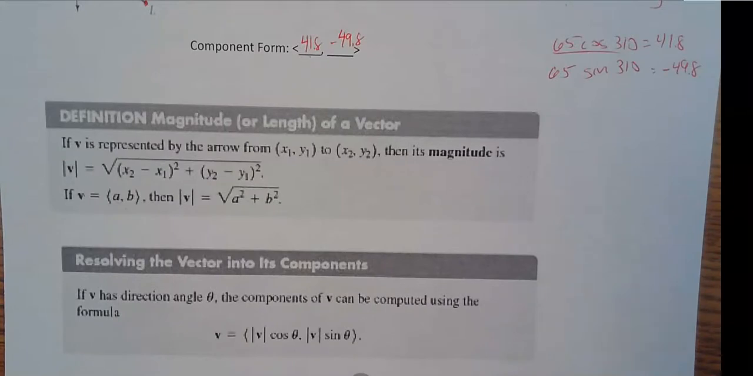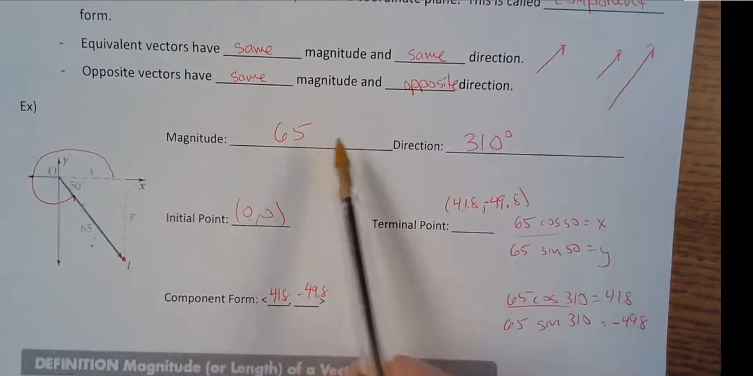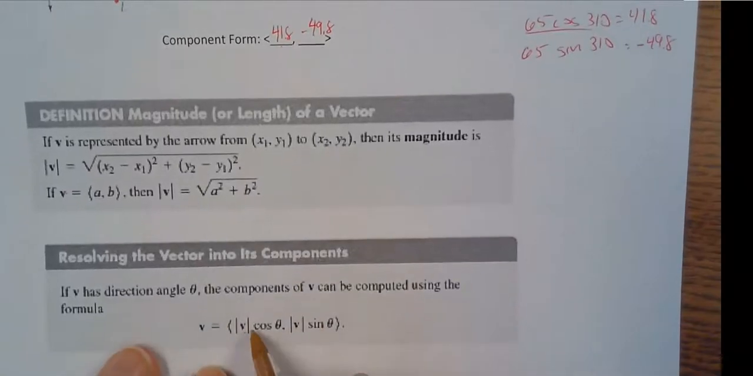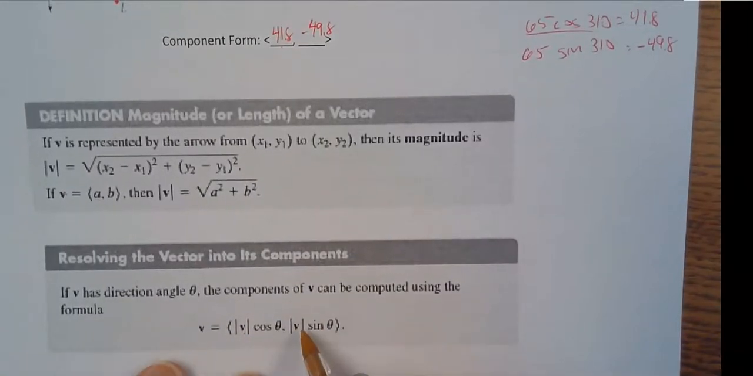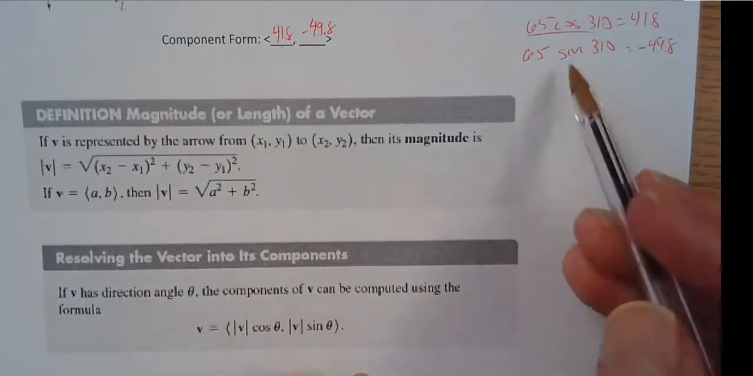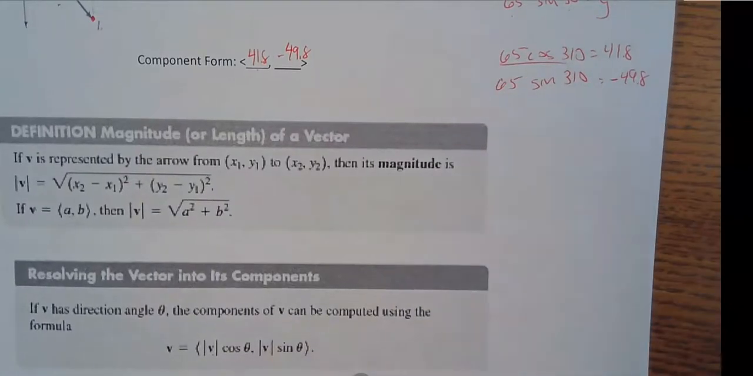And resolving the components here. So kind of like I did back here, when I knew the magnitude and the angle, how do I find the components? Say the x is v cosine theta, the y is v sine theta. The magnitude of v. So it's like I did over here, 65 cosine theta, 65 sine theta. And that's breaking down into its components.